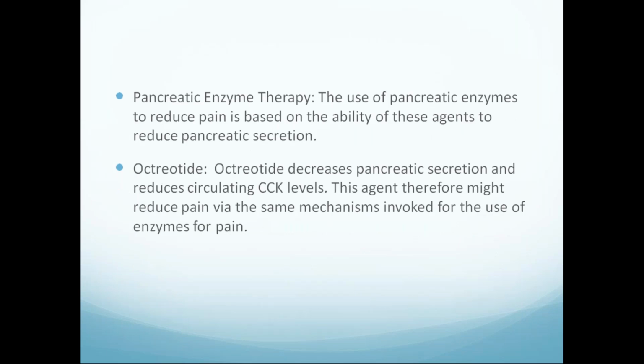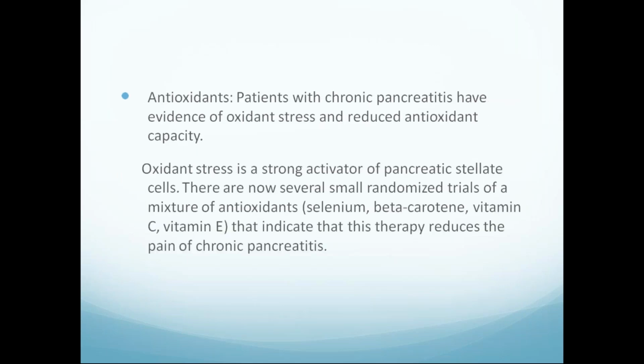Pancreatic enzyme therapy: the use of pancreatic enzymes to reduce pain is based on the ability of these agents to reduce pancreatic secretion. Octreotide decreases pancreatic secretion and reduces circulating cholecystokinin level. This agent therefore might reduce pain via the same mechanism involved in the use of enzymes for pain. Antioxidants: patients with chronic pancreatitis have evidence of oxidative stress and reduced antioxidant capacity, and oxidative stress is a strong activator of pancreatic stellate cells. There are now several small randomized trials of a mixture of antioxidants, selenium, beta carotene, vitamin C, and vitamin E that indicate this therapy reduces the pain of chronic pancreatitis.